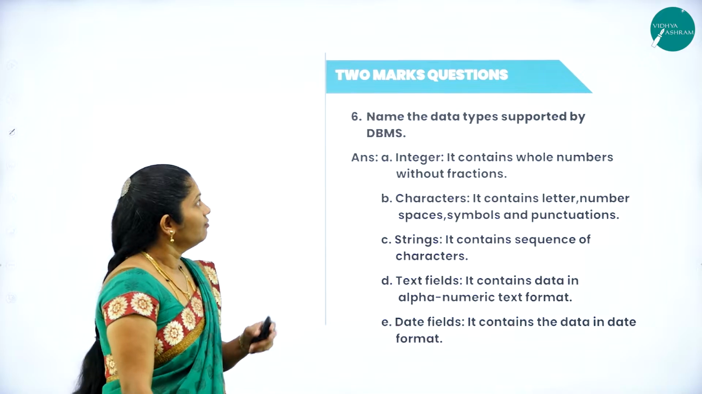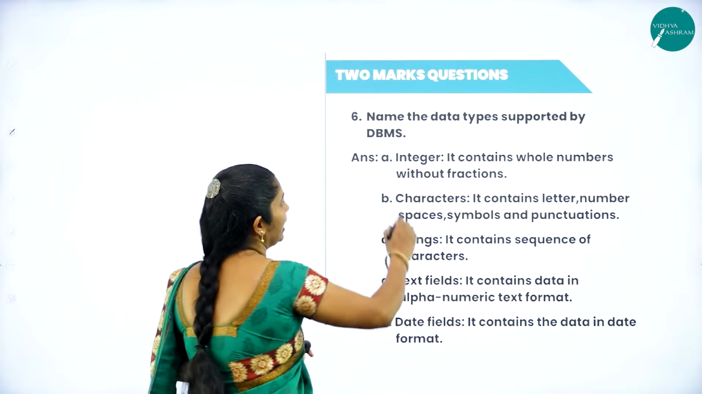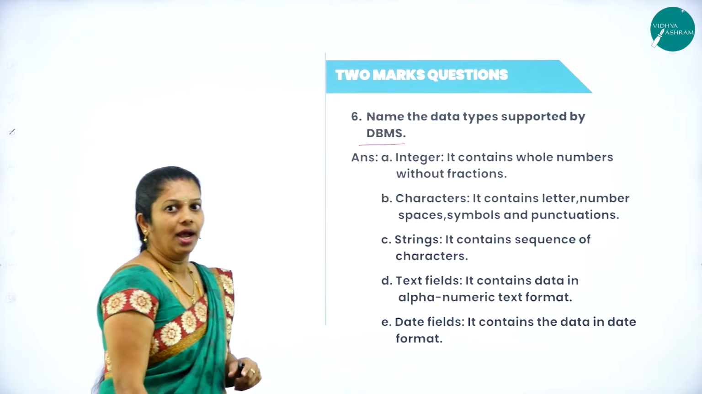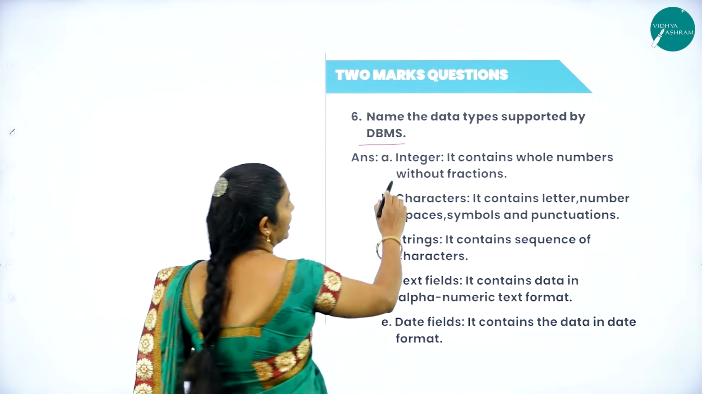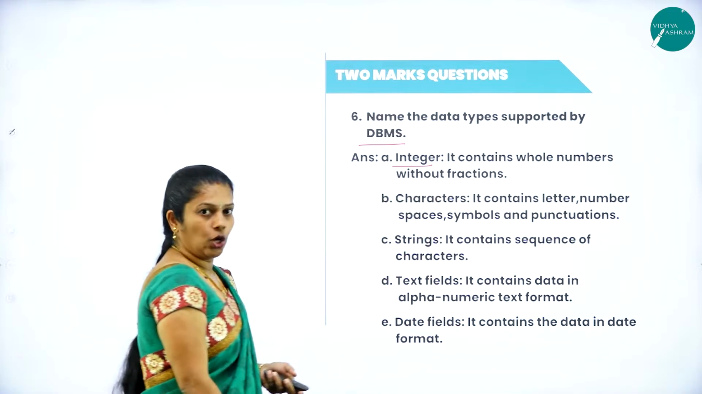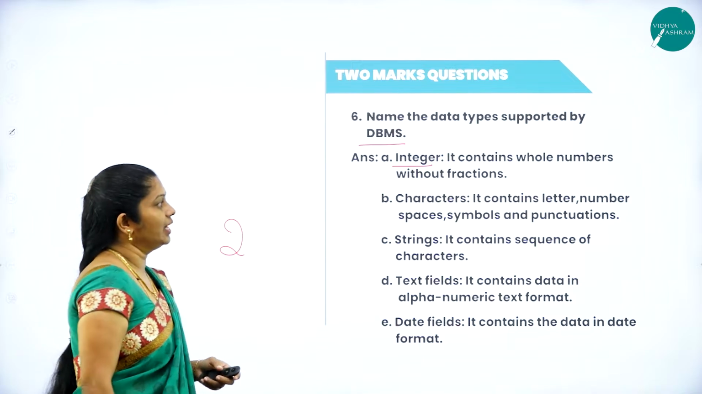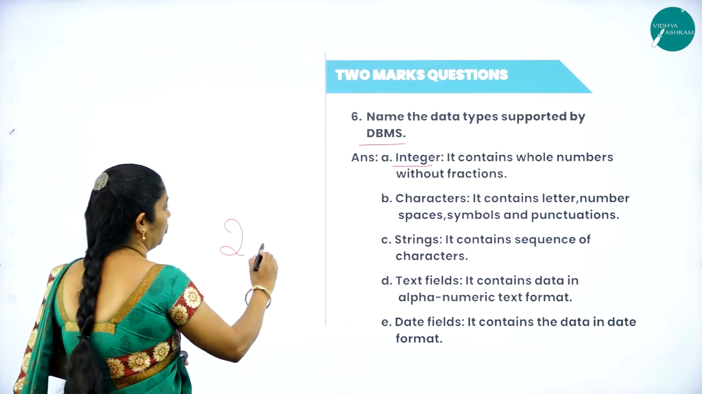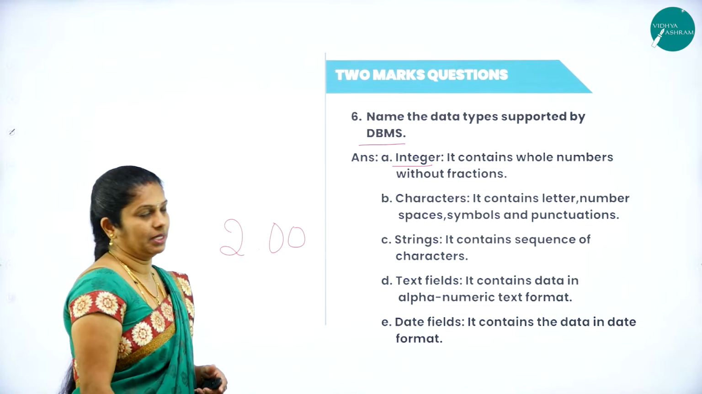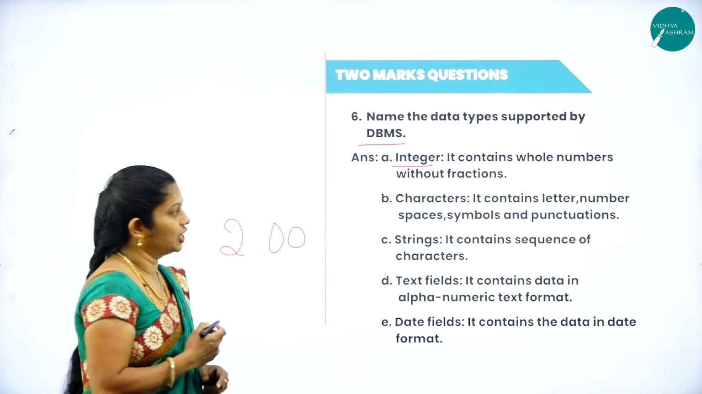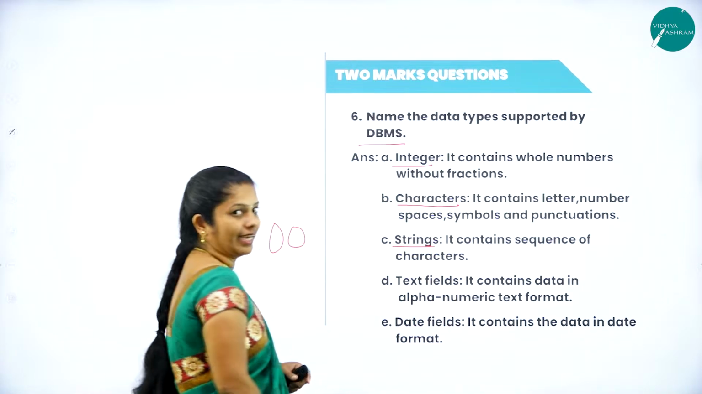Next one, for 2 marks, name the data types supported by DBMS. There are several types of data types we can use. Integer is a whole number. It does not have any fractional part. For example, if I write 2, then it is an integer. 2 point something, any such number, is called a float number. Here I can declare the integer values. I can use the character data type. I can use the string data type.